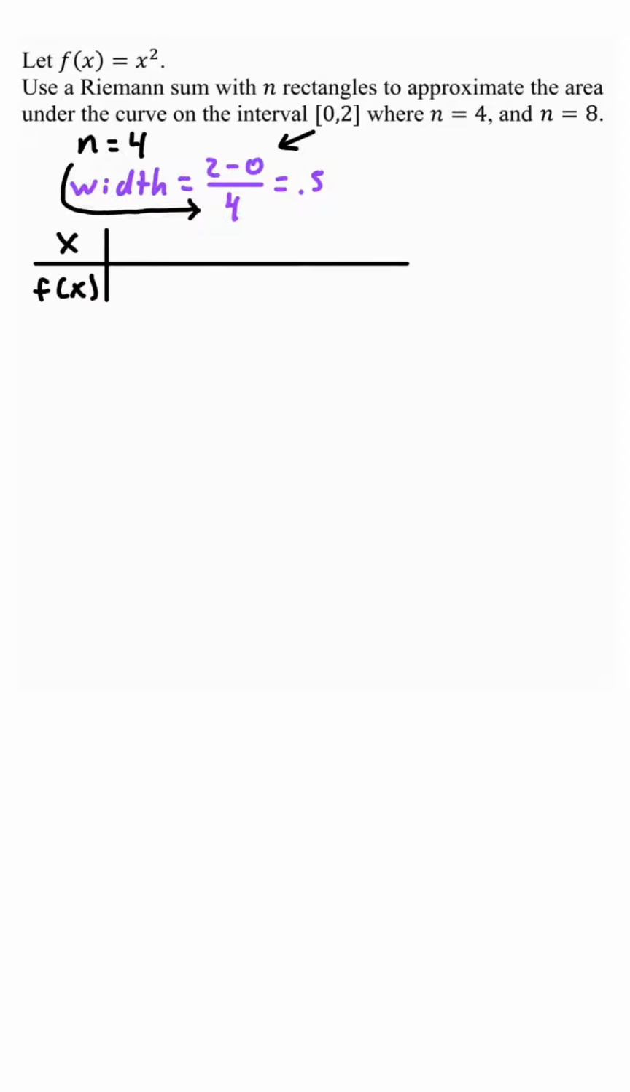Using a Riemann sum to approximate the area under the curve. For n equals 4, we need to find the width. The width will be 2 minus 0, that comes from the interval, divided by 4, this comes from the 4 rectangles. This simplifies to 0.5. Let's make a table of values.